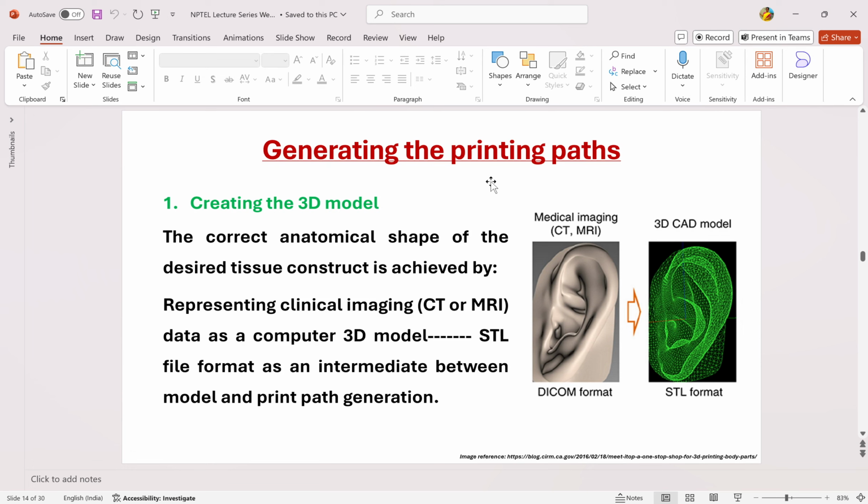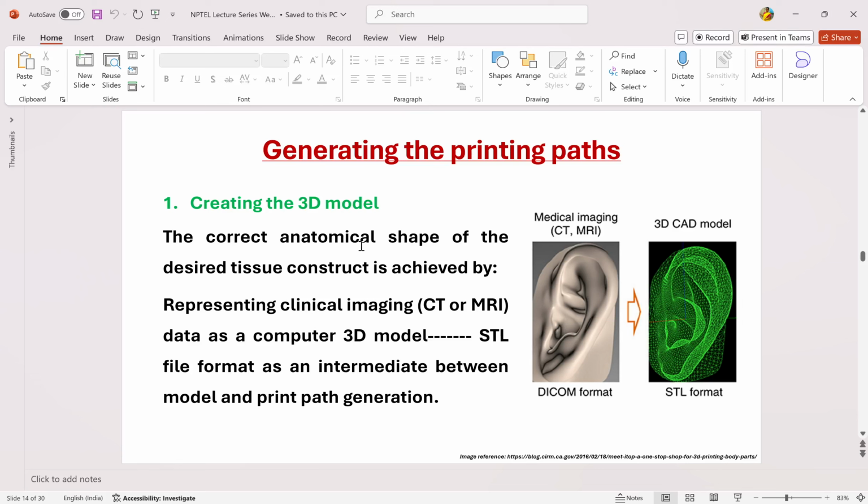So, generating the printing parts. First is how you will generate the printing parts. I said you have to create the 3D model. So from where will you get the 3D model? Usually you get the 3D model from medical imaging like computerized tomography or MRI, magnetic resonance imaging. You will get this in DICOM format.